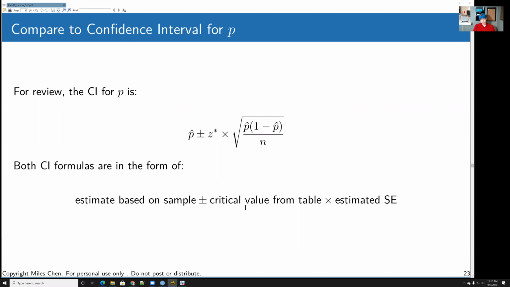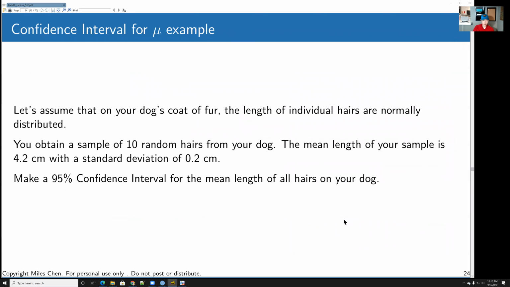So anyway, this is what our confidence interval looks like. We've got the estimate based on the sample plus or minus a critical value multiplied by the standard error. All right, so let's just do a silly confidence interval example here.